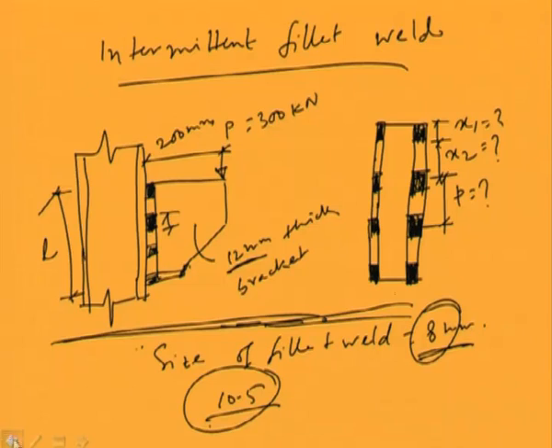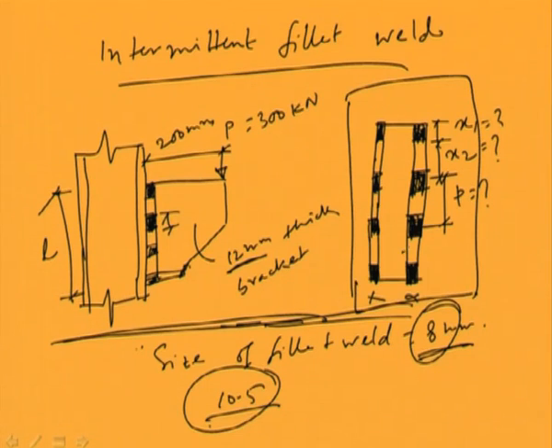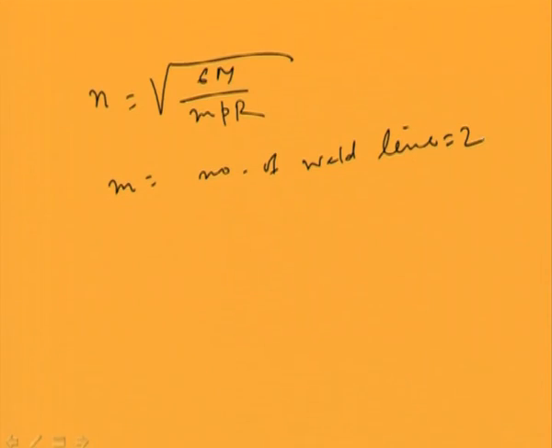So here the weld line is made 2, and in the plan, if we see, this is the weld line. So m we are going to consider as 2. Now P is the pitch of the intermittent weld. Okay, and R is the strength of each portion of the intermittent weld.